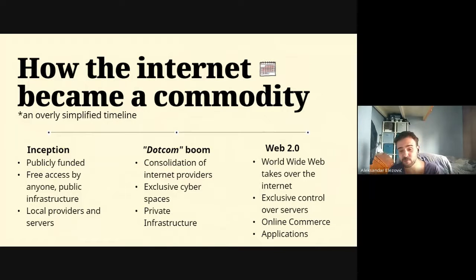And then there was this dot-com boom, which ended in a dot-com crash, where lots of investors threw money left and right, trying to find ways to make the internet a commodity, which happened by consolidation of internet providers, which means that now there are barely any small, local providers of internet. Most of them are owned by huge corporations such as T-Mobile in Germany, or Telenor, that is Norwegian, but now exists in Serbia, for example. Lots of transnational companies are now internet providers.